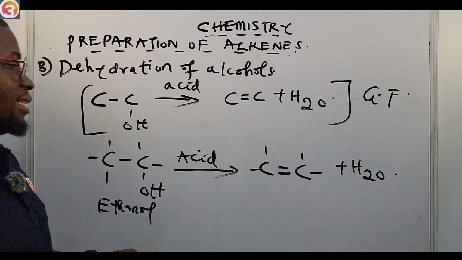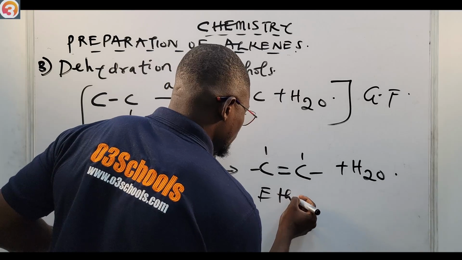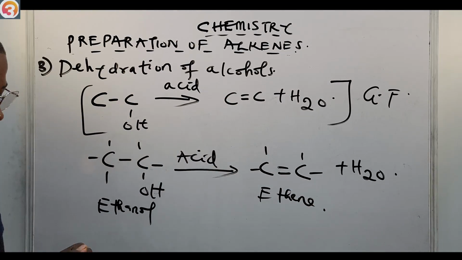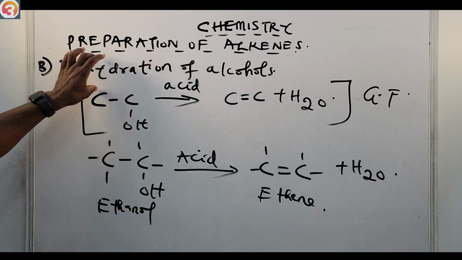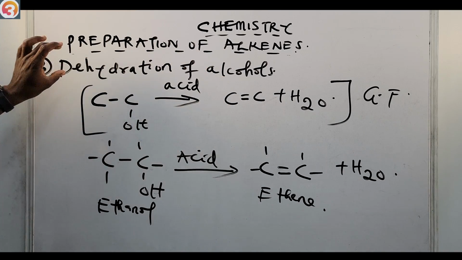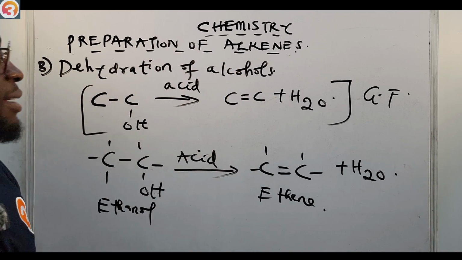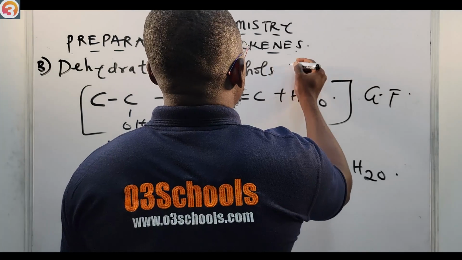So now this is ethene. So this is how we can also prepare an alkene, when we dehydrate alcohols. Once we dehydrate alcohols using acid. Let me add this: using acid.